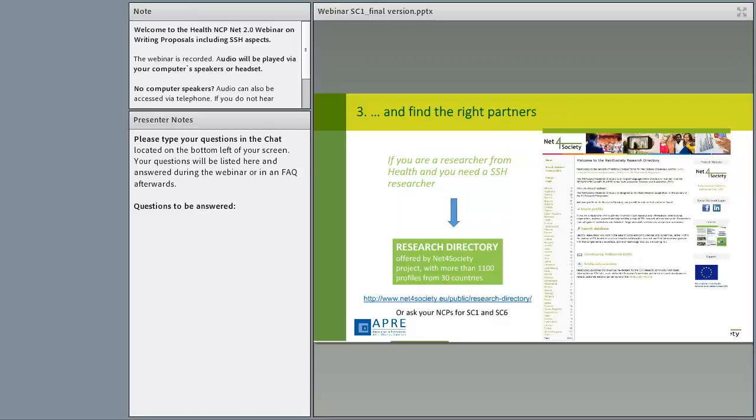So, if you are interested in an economist, you can look for someone from this specific research field in this research directory, and here you have all the profiles divided per country.